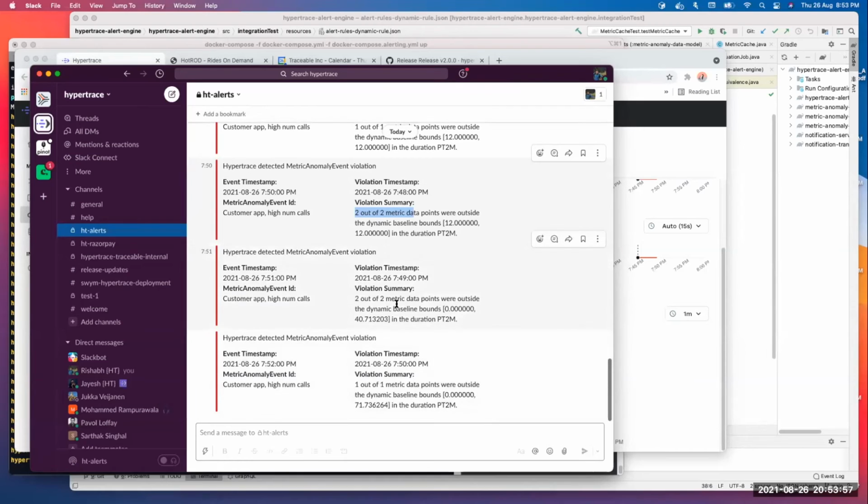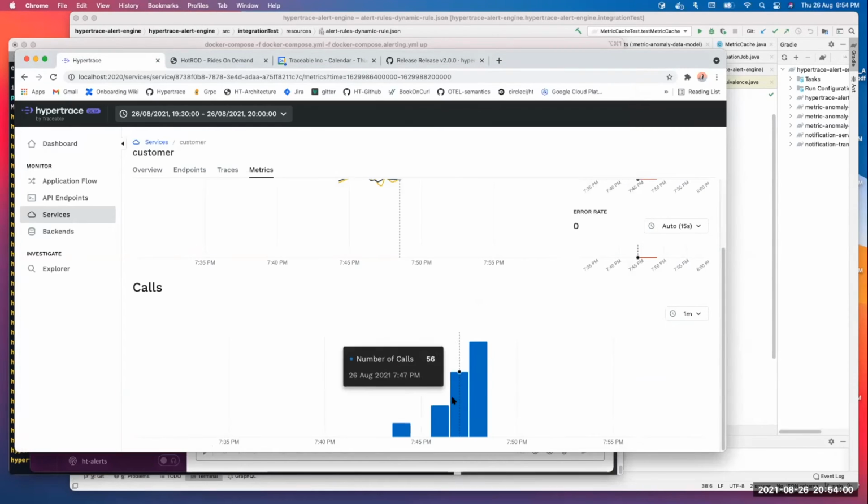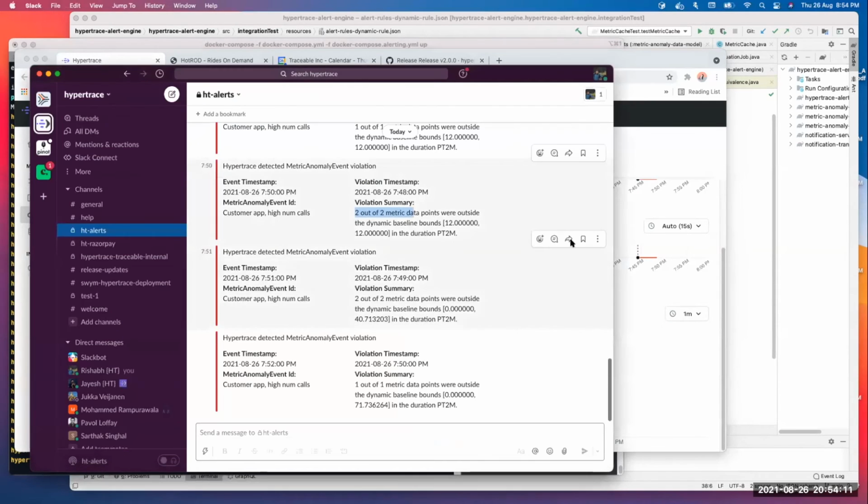Let's move to 7:49. At 7:49, I will consider 7:48 and 7:47. Now the baseline calculation starts from 7:46 to 7:41. So this value of 12 and 27 contribute to the baseline. And as you see, the baseline value has changed from being a single value 12 to a range 0 to 40.7. Why? Because the baseline function that we use is median plus two standard deviations and median minus two standard deviations. This is a bound that we are creating.